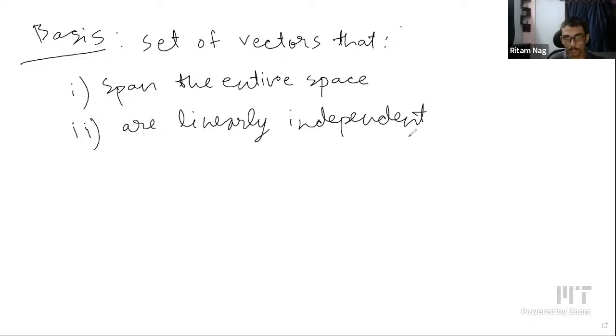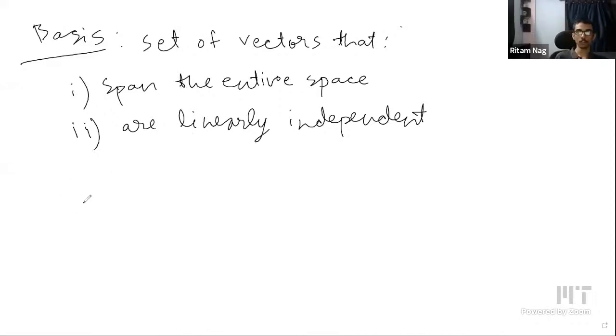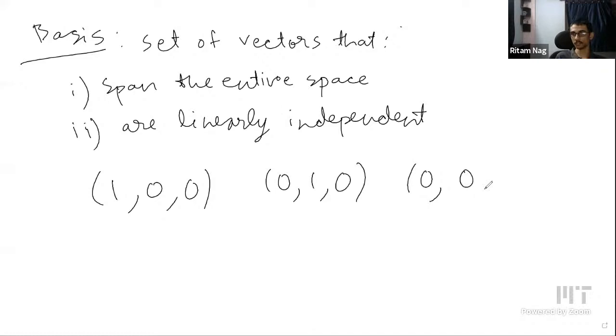Do you understand what I mean by span the entire space? So their span is the entire space, right? Yes, that's exactly what I mean. A very simple example of a basis, the most trivial example, is (1, 0, 0), (0, 1, 0), and (0, 0, 1). Can you see why this is a basis? Yes, this is a basis over both R^3 and F2^3, by the way.